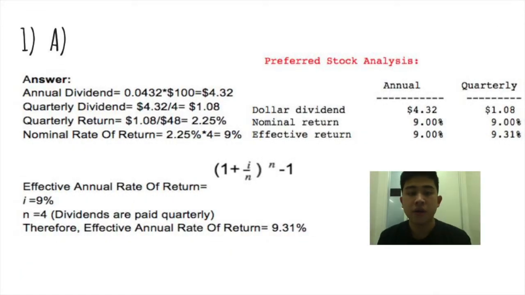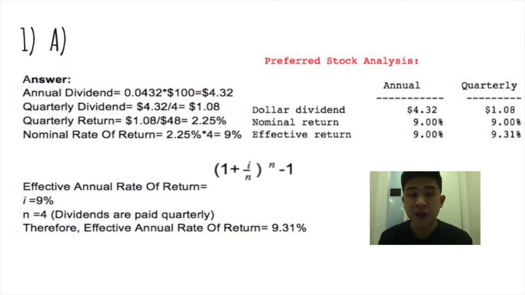Question 1A. To calculate the nominal rate of return, we first have to determine the annual dividend, which is the cumulative dividend multiplied by the par value, $100. Next, we take the annual dividend and divide it by 4, as it is quarterly, to obtain the quarterly dividend, which gives us $1.08. Quarterly return is the quarterly dividend over the current market stock price. Therefore, our quarterly return is 2.25%. To obtain our nominal rate of return, we multiply that by 4, which gives us 9%.